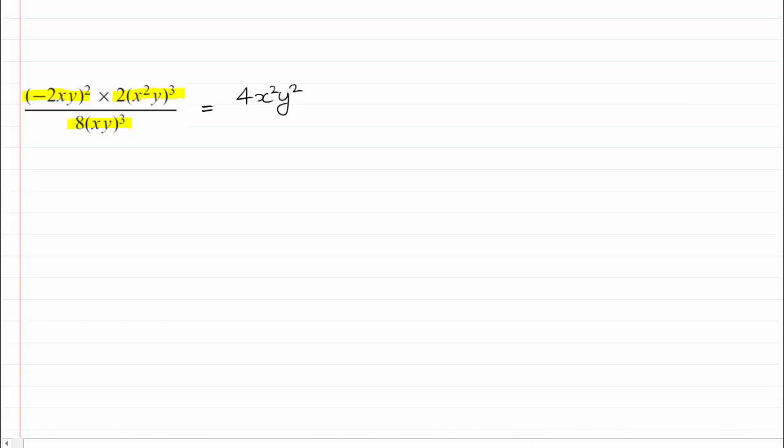So the x is squared and the y is squared, multiplied by, in this case the 2 is on the outside of the brackets, so it just remains 2, and then I get x to the power of 6, because it's x squared cubed, and y to the power of 3 for the same reason. And on the denominator, I have an 8, and the 8 is outside the bracket, so it's not being acted on. And of course I end up with 8x cubed, y cubed.